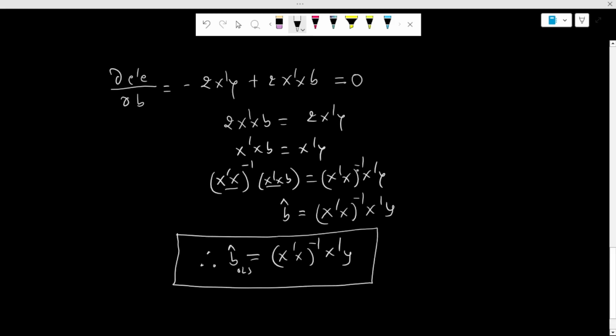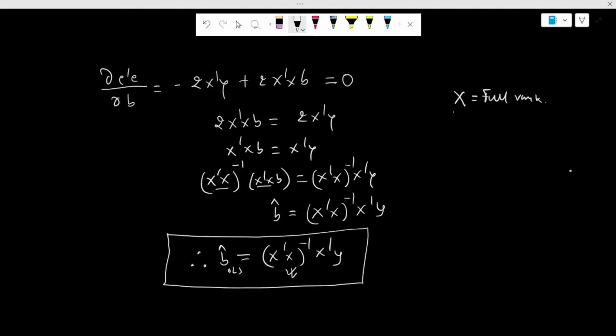And here comes our second assumption. X must have full rank. This assumption implies that any independent variable cannot be expressed as a linear combination of other independent variables. This applies to each of the independent variables.